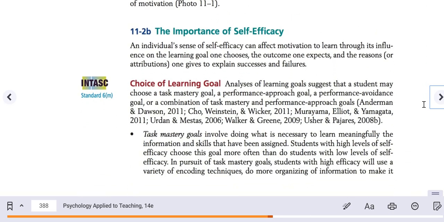The importance of self-efficacy. An individual's sense of self-efficacy can affect motivation to learn through its influence on the learning goal one chooses, the outcome one expects, and the reasons or attributions one gives to explain successes and failures. Choice of learning goal. Analyses of learning goals suggest that a student may choose a task mastery goal, a performance approach goal, a performance avoidance goal, or a combination of task mastery and performance approach goals.